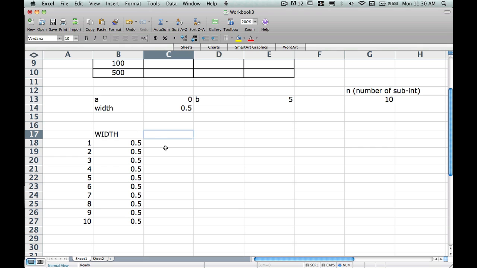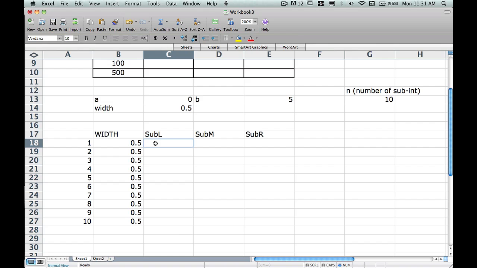That's the easy part. For the interval, the subinterval, I'll put sub L, so the left side of the subinterval, and then over here I'm going to put sub R, the right side of the subinterval, and in here I can put sub M, the midpoint of the subinterval.